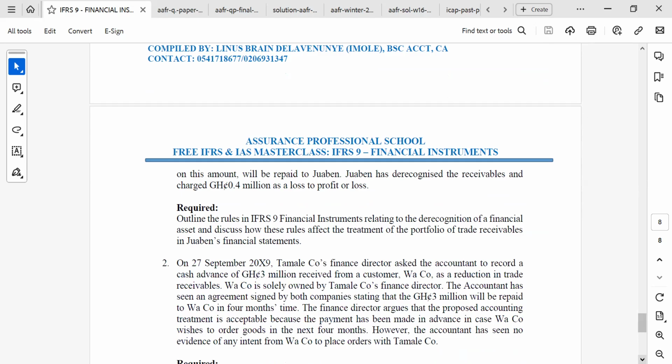Required. Outline the rules in IFRS 9 Financial Instruments relating to the recognition of financial assets and discuss how these rules affect the treatment of the portfolio of trade receivables in Joabin's financial statements. Okay. So what are the rules? Did that mention rules to you? Did that mention something that you have to use to determine whether you are going to be derecognizing or you are going to be classifying the instrument as a loan? Yes, please. Okay, what and what?